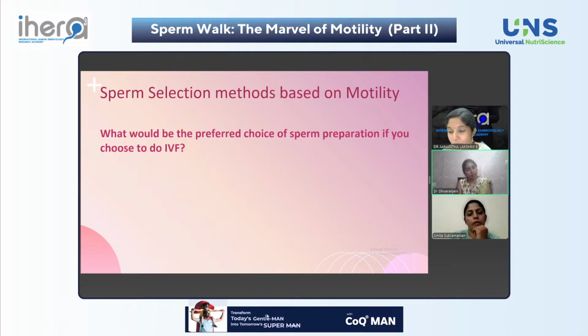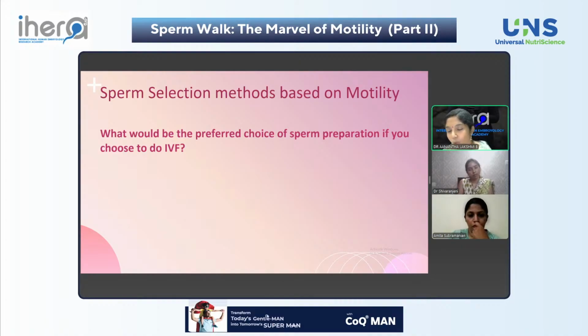Any other? Dr. Deepthi? I'll go with density gradient. It depends on the semen sperm concentration, sperm motility, and semen volume. We choose the density gradient accordingly.